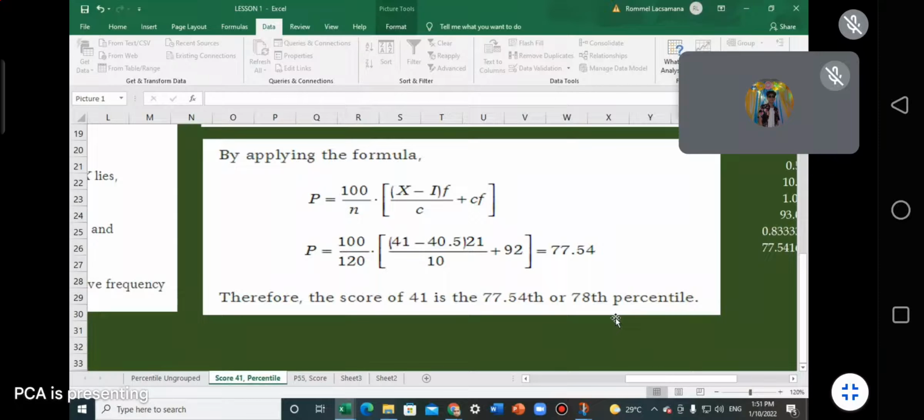22% of the 120 grade 10 students is, of course, better than this student who has the 41 score. So for that 22% of the 120 students, it is automatic that their score must be higher than 41. Understood? Okay, let's reverse it.